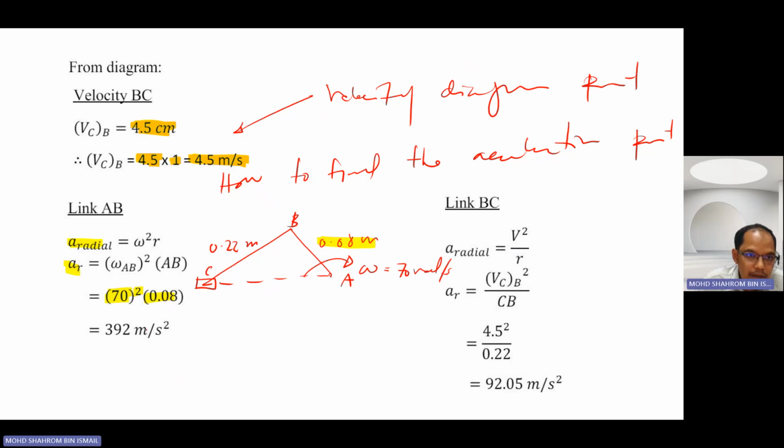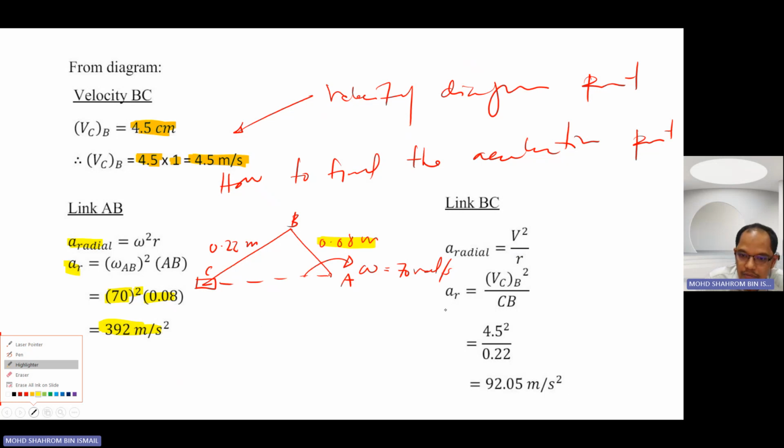So by this time, your acceleration is calculated to be 392 meter per second squared.